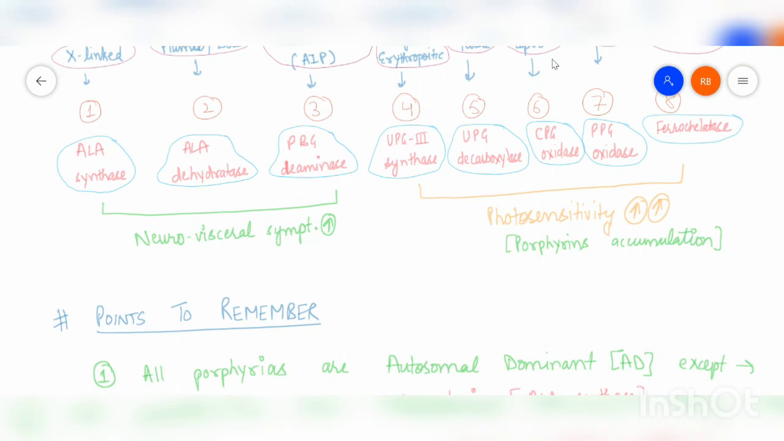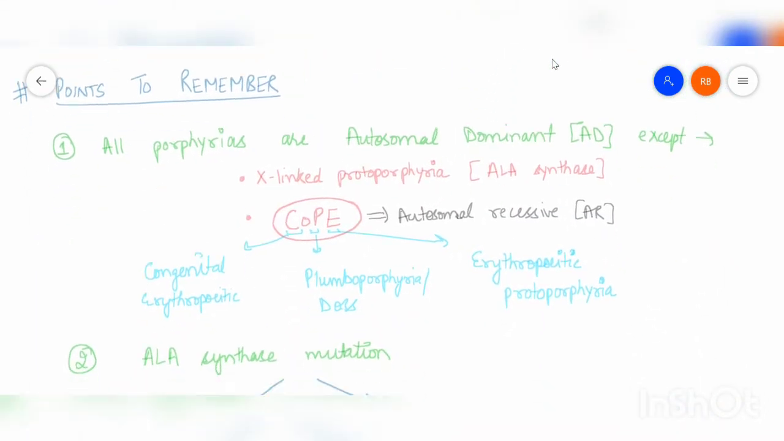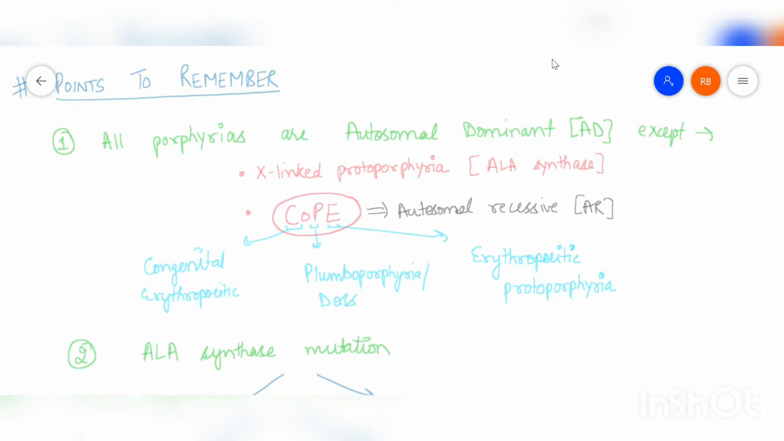Okay guys, just remember some points here and we are done with porphyrias. First of all, porphyrias are autosomal dominant except, as we have learned, X-linked protoporphyria, that is due to defective ALA synthase. And the second one, remember the word COP. CO is for congenital erythropoietic, P is for plumboporphyria or DOS porphyria, and E is for erythropoietic protoporphyria. These three will be autosomal recessive, and defective ALA synthase will be X-linked protoporphyria. All others will be autosomal dominant.